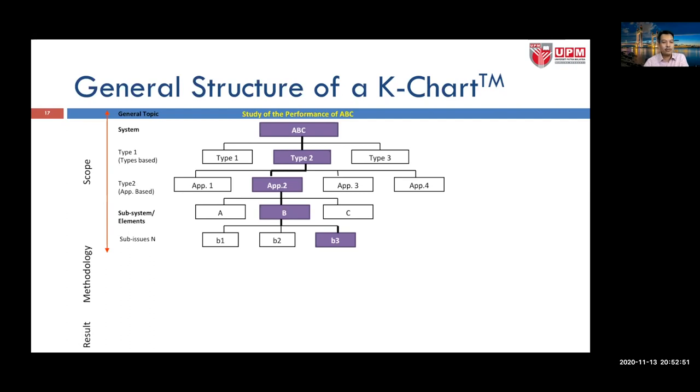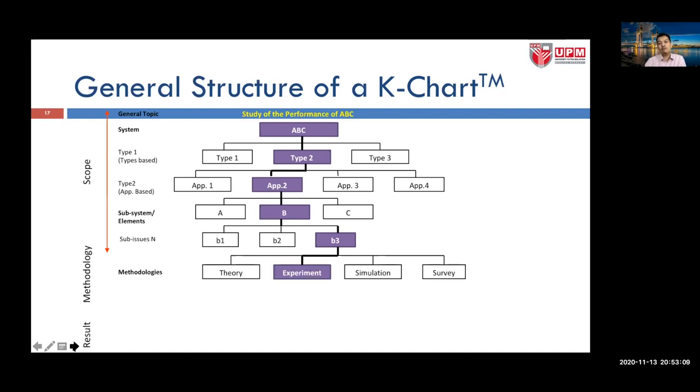Then let us continue with the methodology layer. What is the methodology layer? Let's say you've chosen sub-issue B3 to be focused on. You have methodology such as theory, you may have experiment, you may conduct simulation, or you may end up doing a survey, right? And this is what we call methodology. We may have more methodologies, we may have few, it depends on the topic that you are studying.